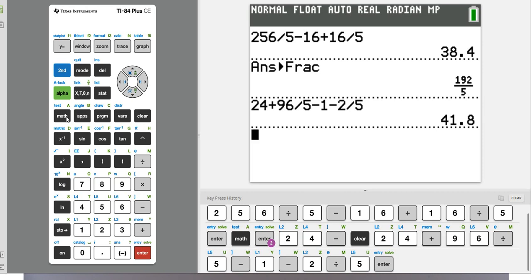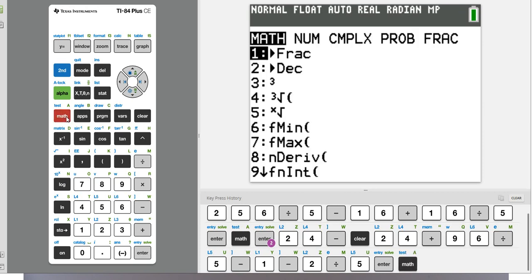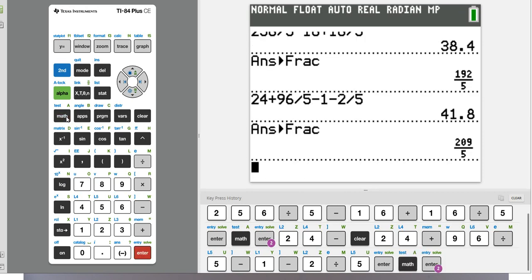41.8. Kata, you getting the same thing? Yep, 24.4. I got 24. Oh, it's a minus 1, not minus 12. Okay, thank you.